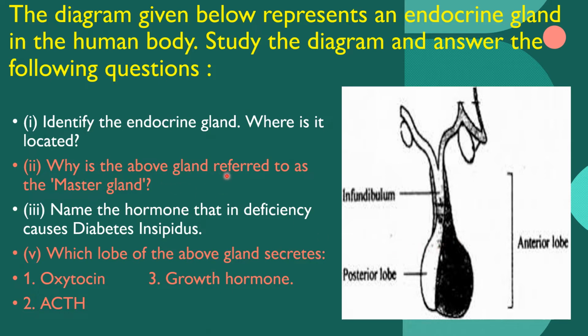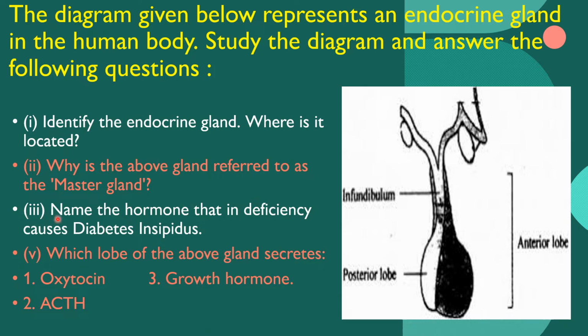Why is the above gland referred to as the master gland? The pituitary gland is also known as the master gland. Yes, why is it so? Because it stimulates all other endocrine glands. It controls all other endocrine glands, we can say.